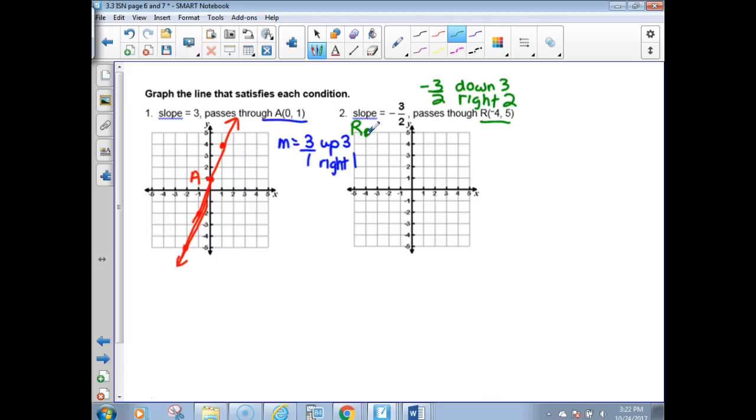So from my R point, I'm going to go down 1, 2, 3, right 2, down 1, 2, 3, right 2, and keep doing it. And then stop when I can't make any more. Draw a line through there. Oops, put some arrows on it. Just missed my last one, dang it. Okay, slope was a negative. It should go downhill.